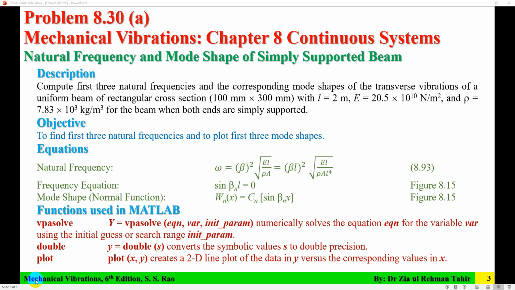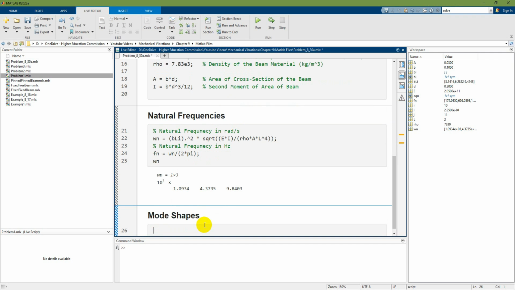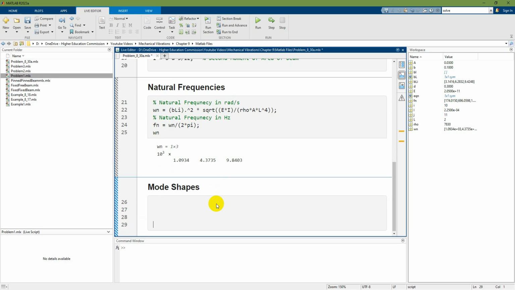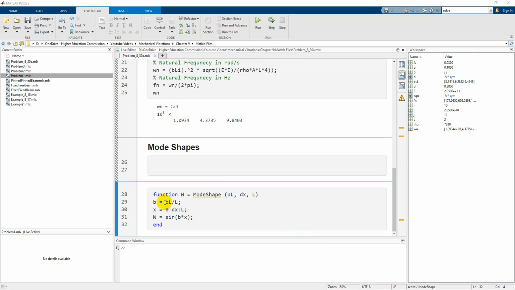So I'm going to solve it. I'm going to use the plot function for it, and then I'm going to write a small script for this function. It takes values of beta L, and then it plots that mode shape. So the next heading is mode shape. So that is the mode shape, and I'm going to write a function right there. So the function will go at the end of the script.